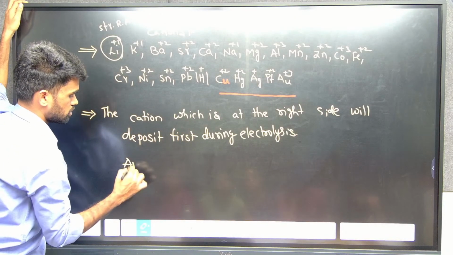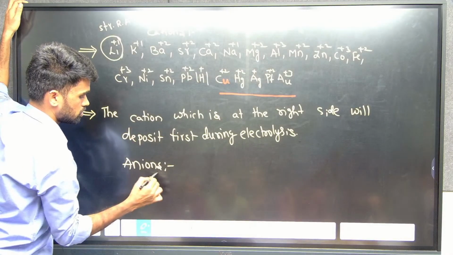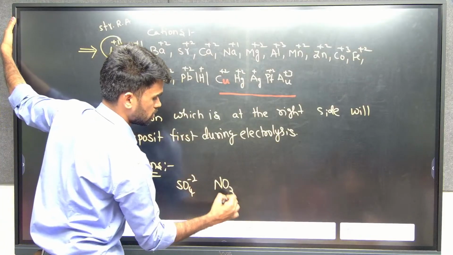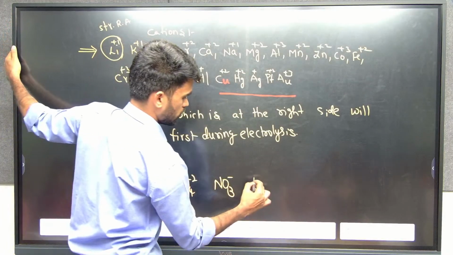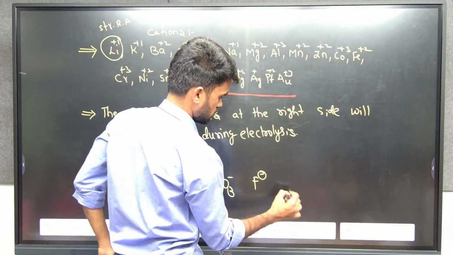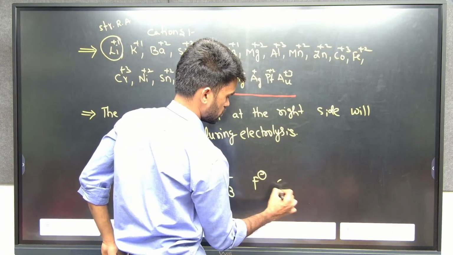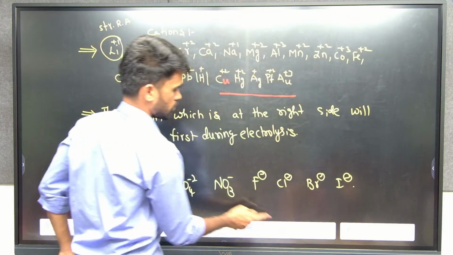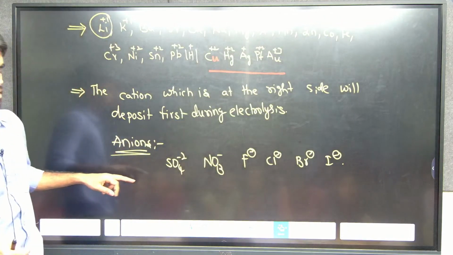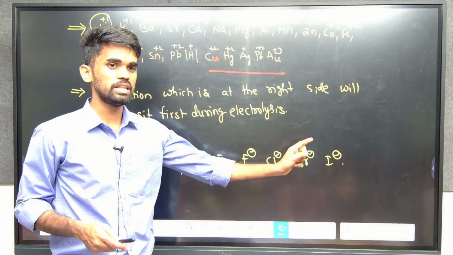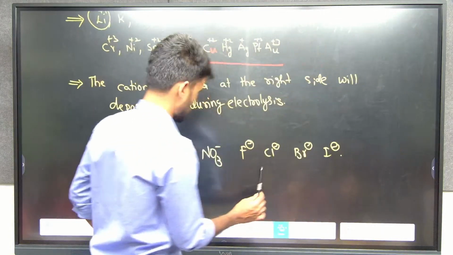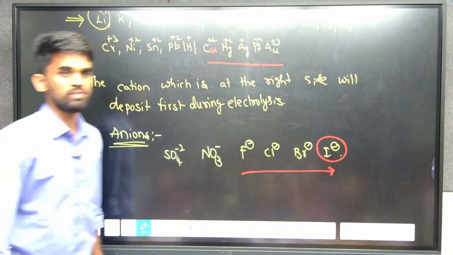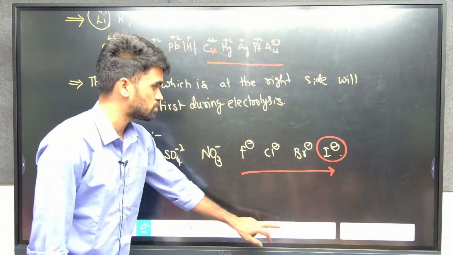Okay, anions. Sulfate ion, nitrate ion, fluoride ion. So what about anions? Who will deposit first during the electrolysis? The one which is at the right side. So which anion will deposit first? Iodide ion when we are doing electrolysis. I will tell you about the electrolysis process, but you just remember them.